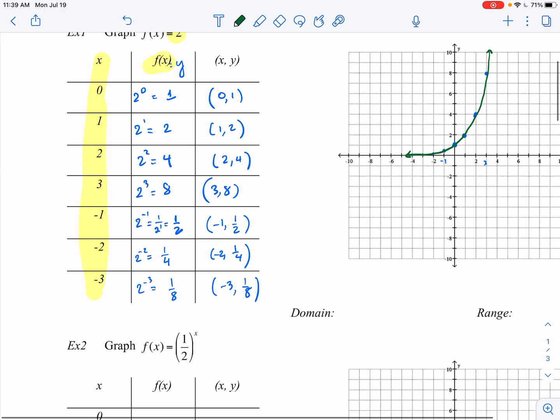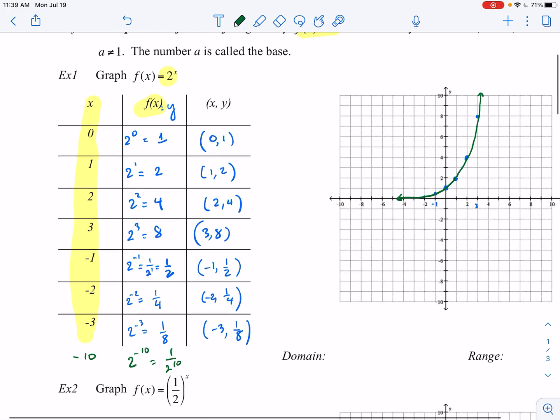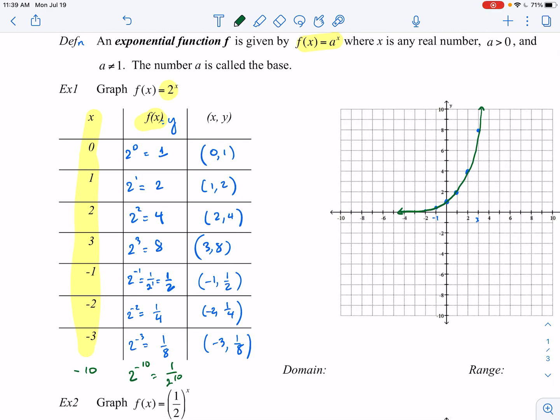The answer is going to be no, because let's suppose x is -10, for example. If that's the case, the y value is going to be 2 to the -10. That's going to be 1 over 2 to the 10th power, and that's still not going to be 0. That's going to be very, very, very small, closer to 0, but it is not 0. So it's important that when we draw this graph, we know that the graph, or the y values, never touch 0, right?